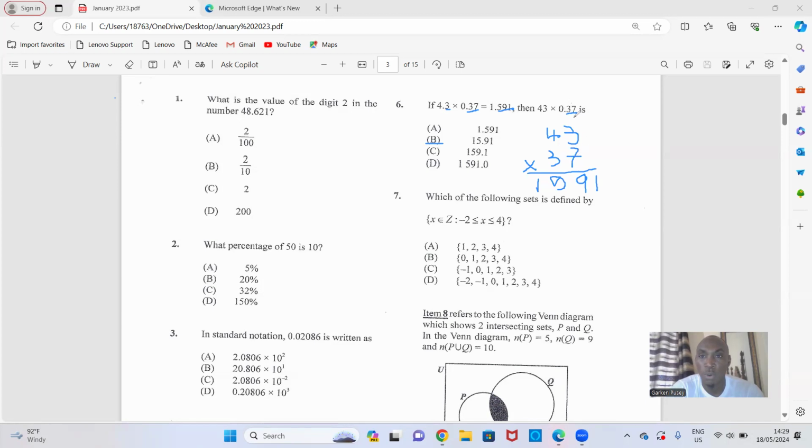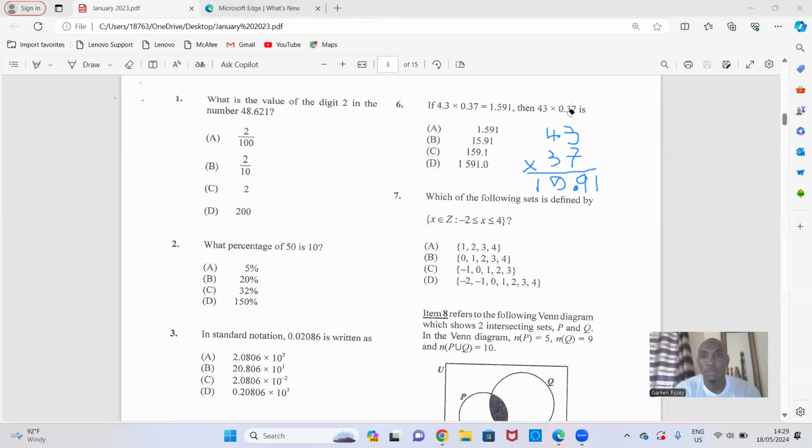But remember, we took out 2 decimals right here and turned it to 37. So we have to put back those 2 decimals. When I put back the 2 decimals, my decimal point will come right here. So my answer is actually 15.91, which is B, as we said before.